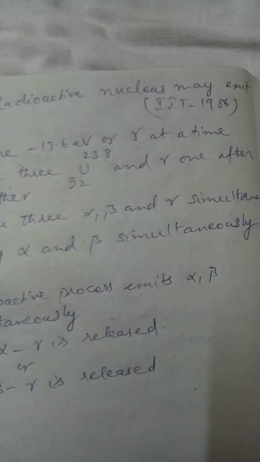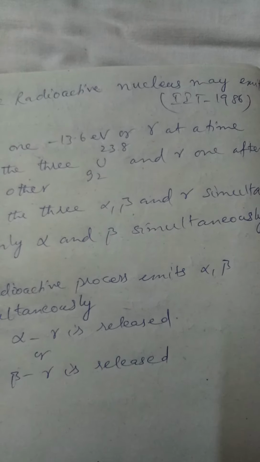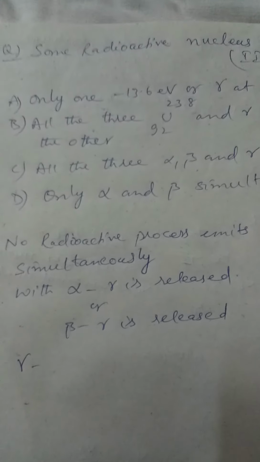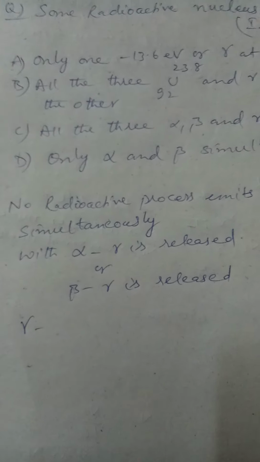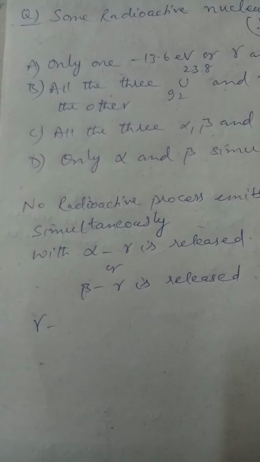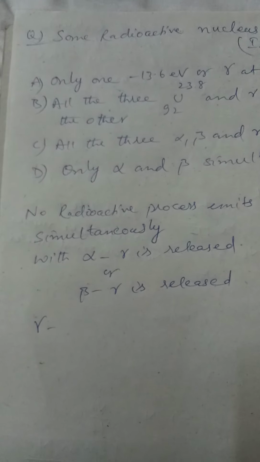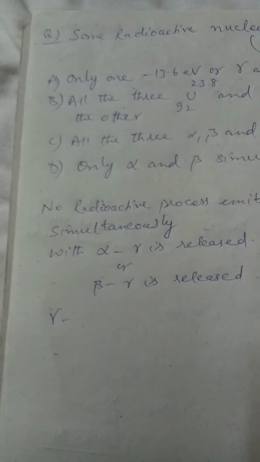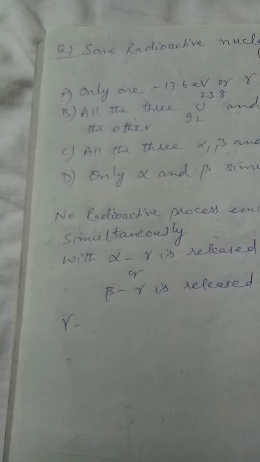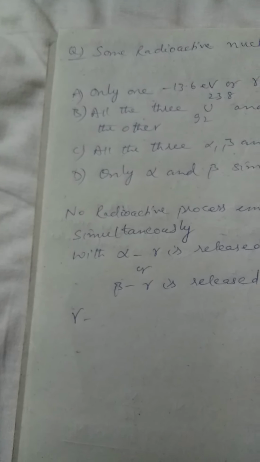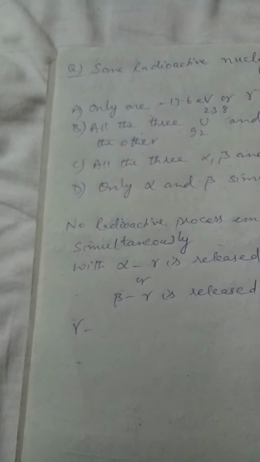Some radioactive nucleus may emit. This question came in IIT 1986. 4 options are given. You have to find out which one is true. So before getting into these options, one concept you should know is, no radioactive process emits alpha, beta simultaneously. In one process it will emit alpha, in another process it may emit beta, but not alpha, beta together. Gamma is a radiation, it is energy. With alpha, gamma is released. With beta, gamma is released. But alpha, beta together they don't happen.